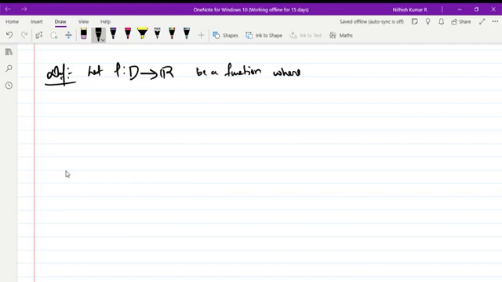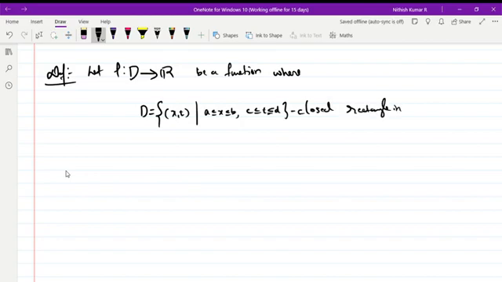D is a closed rectangle in R2, that is given by D is equal to the set of all ordered pairs (x, t) such that a is less than or equal to x less than or equal to b, and c is less than or equal to t less than or equal to d, the closed rectangle in R2.